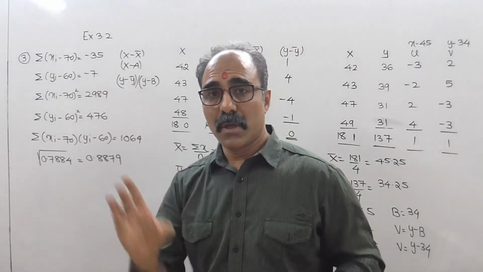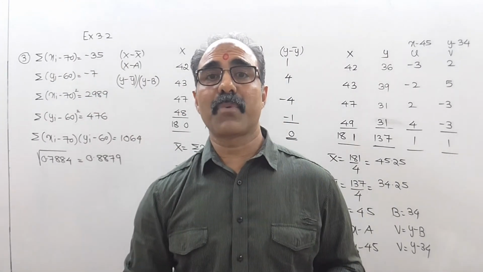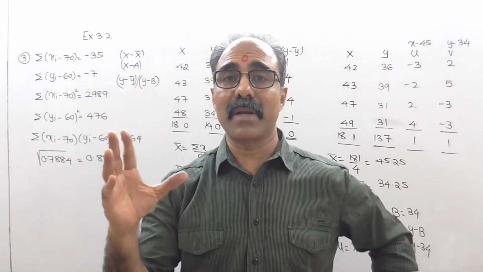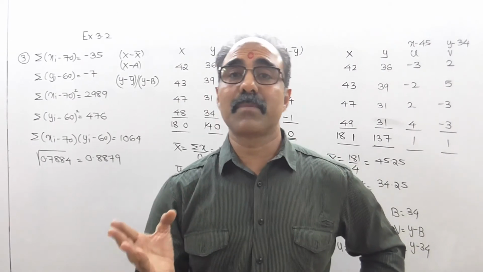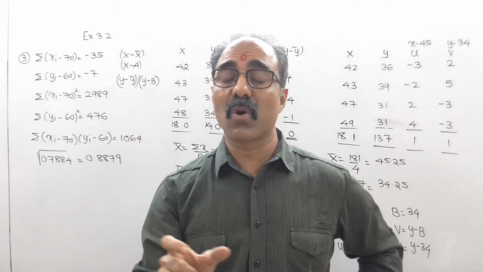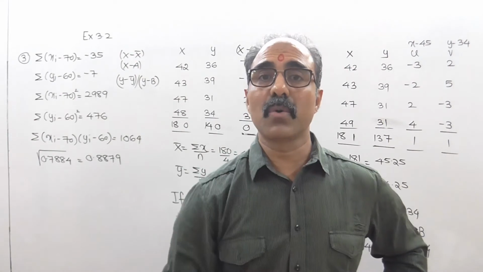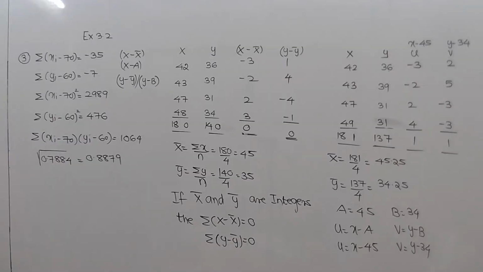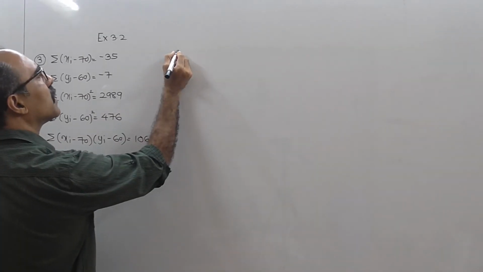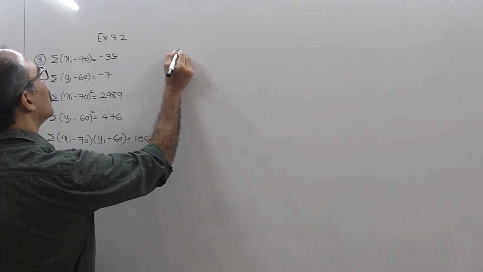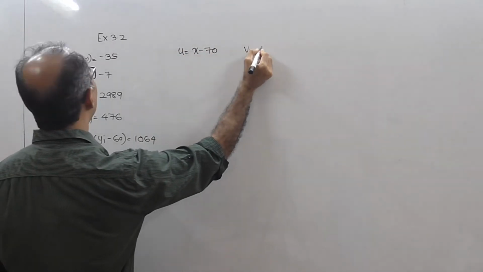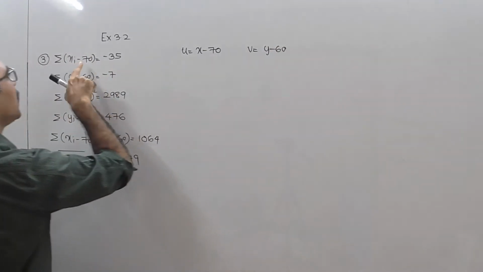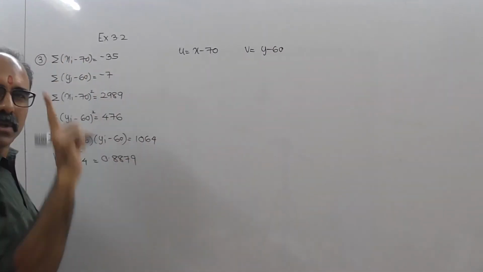What you do is, look at the previous examples, wherever we had done problems related to x minus x bar and y minus y bar, and x minus x bar the whole square, y minus y bar the whole square, x minus x bar into y minus y bar, check in that column: the total of x minus x bar will always be zero. Therefore, u equal to x minus 70, v equal to y minus 60, because this would be x minus x bar, and its total will always be zero.